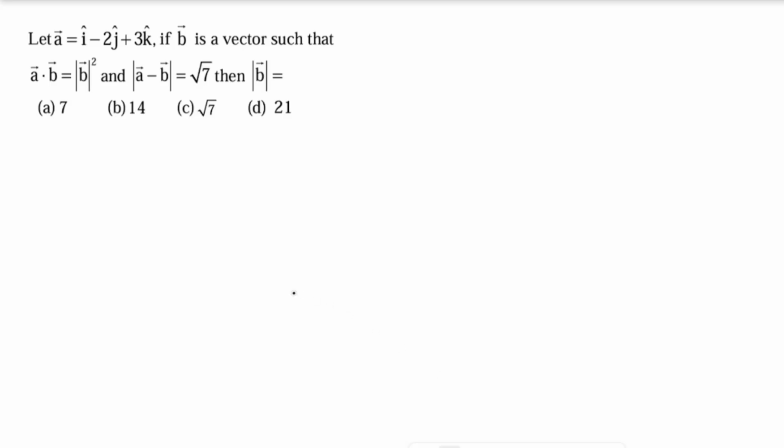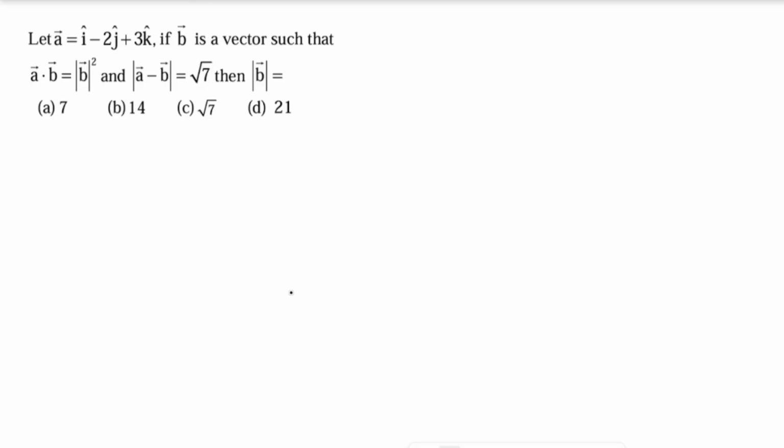Next question. Let vector A be equal to i cap minus 2j cap plus 3k cap. If vector B is a vector such that A dot B is equal to magnitude of vector B the whole square, and magnitude of A minus B is equal to root 7, then magnitude of B vector is equal to.